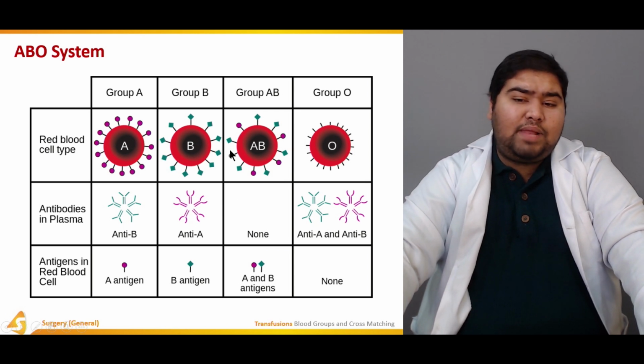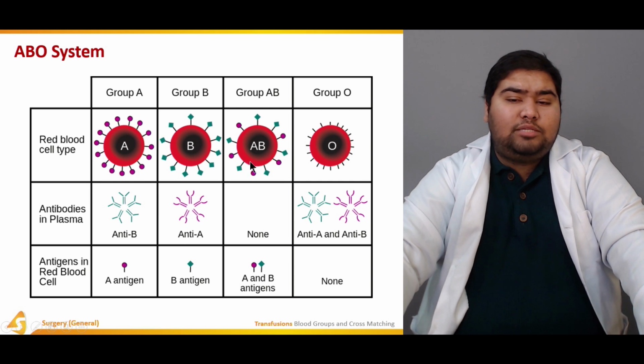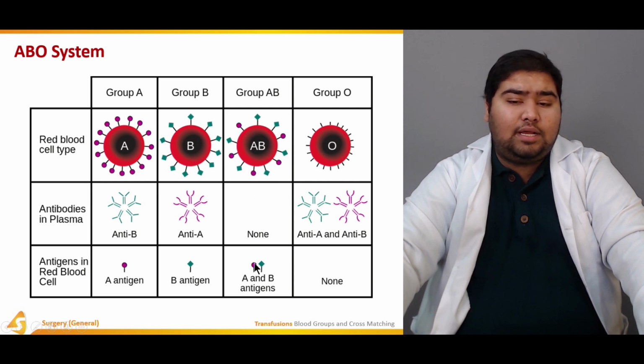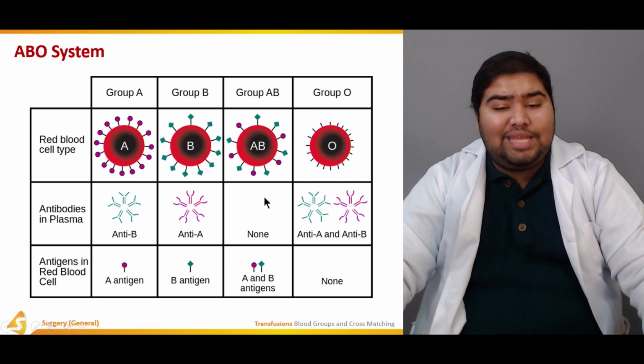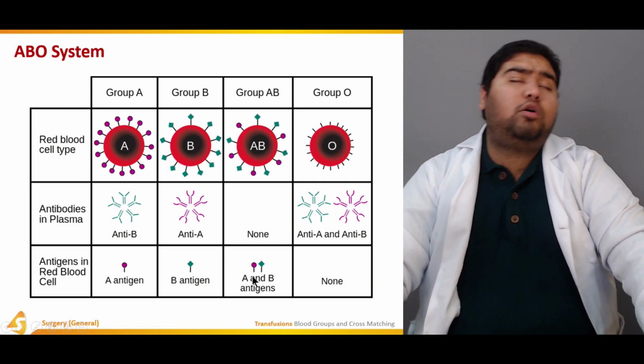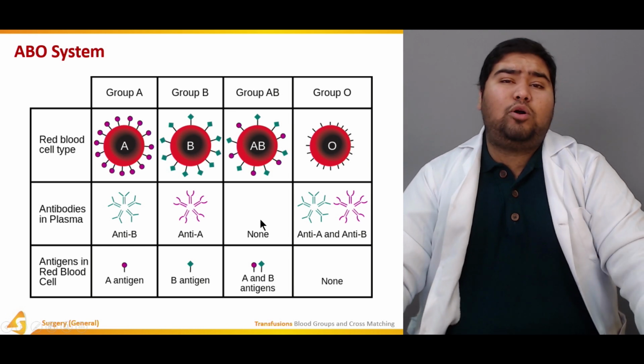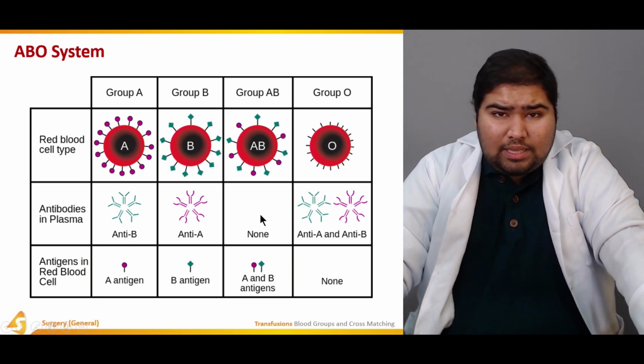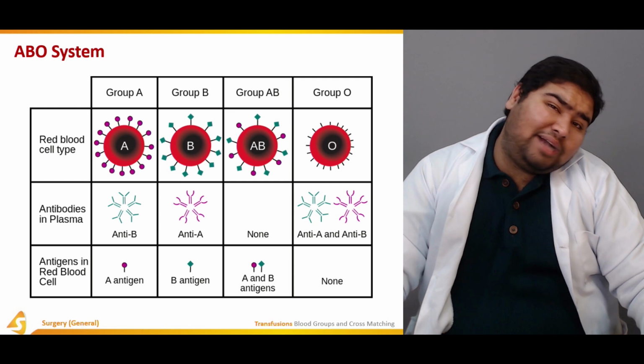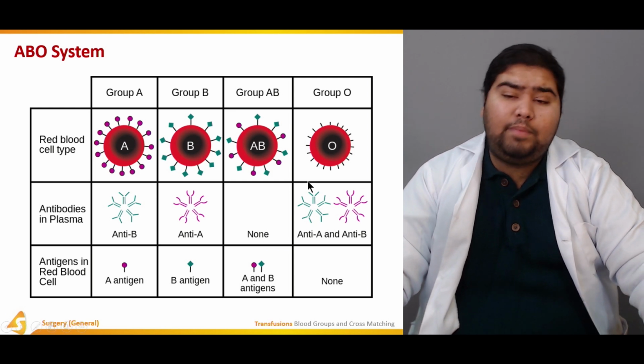Now this is the blood group AB. It has both the antigens A and B. Here you can see this is the antigen A in circle in pink, and this is the antigen B in a diamond shape in blue. So it has neither of the antibodies and both of the antigens. So this is a universal recipient because there are no antibodies in their blood. So they can practically receive any type of blood.